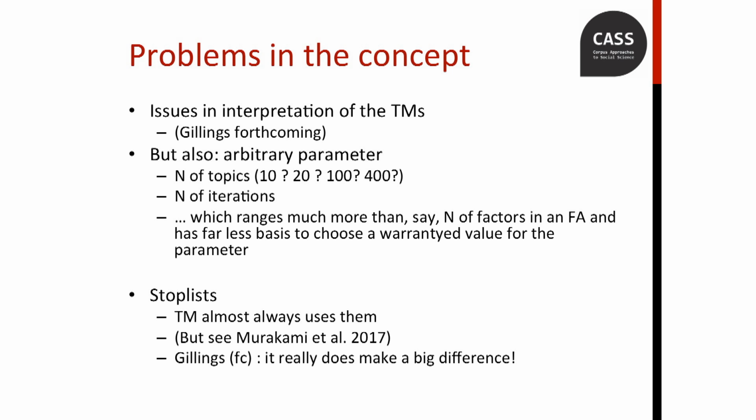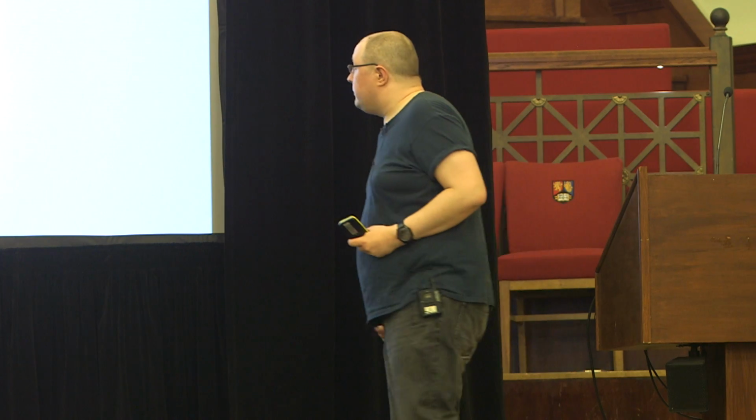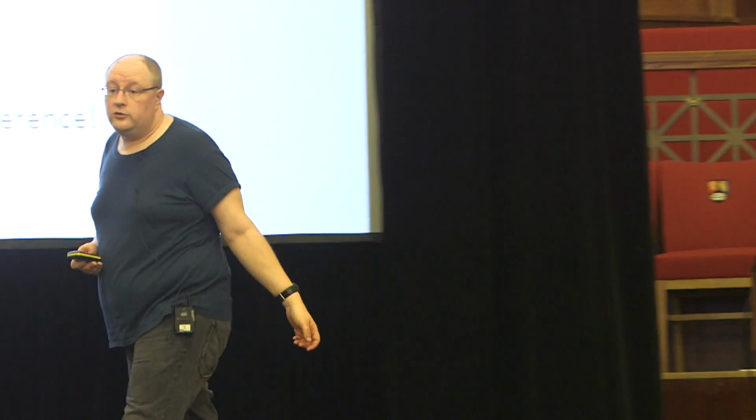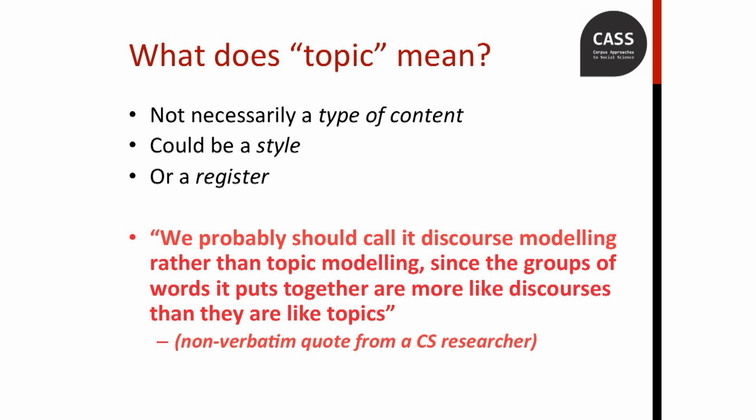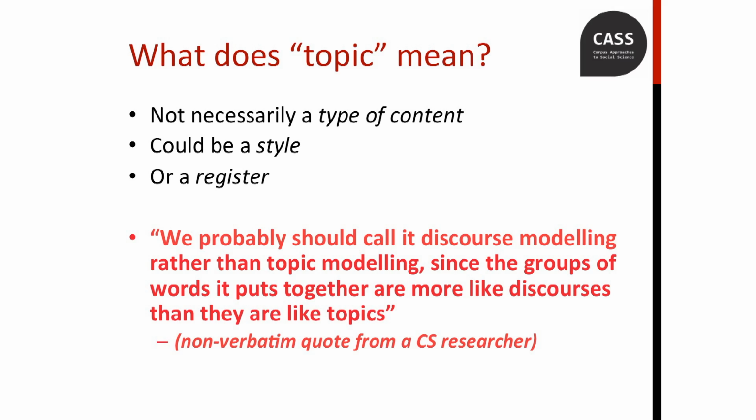Stop lists, as I've said, almost all topic modeling uses this. Murakami et al., as I said, is one of the few papers that I've seen that thinks hard about a stop list. I don't like stop lists, but they think hard about it. Matt's paper forthcoming shows that it really does make a big difference whether you use a stop list or not. So we've got to think again about what a topic means. I kind of skimmed over that. Well, when people interpret topics, they say things like, it's not necessarily a type of content like topic would suggest. It could also be a style. It could also be a register. In terms of the algorithm, as I said, it's just a bin of words.